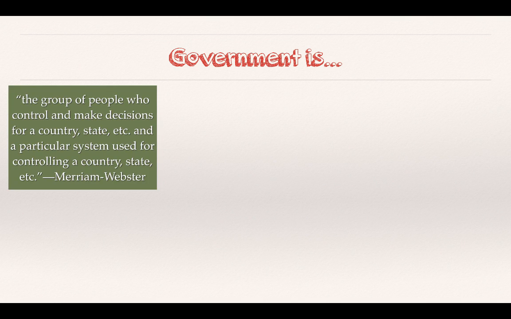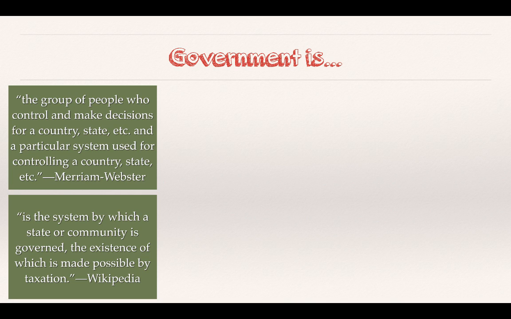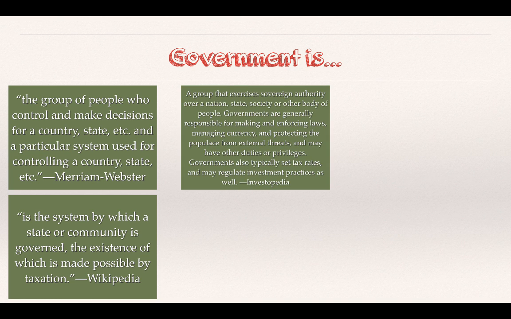All right. There are 6 different definitions of government here. The group of people who control and make decisions for a country, state, etc., and a particular system used for controlling a country, state, etc. Merriam-Webster gave us that one. Is the system by which a state or community is governed, the existence of which is made possible by taxation. Thanks, Wikipedia. A group that exercises sovereign authority over a nation, state, society, or other body of people. Governments are generally responsible for making and enforcing laws, managing currency, and protecting the populace from external threats. It may have other duties or privileges. Governments also typically set tax rates and may regulate investment practices as well.